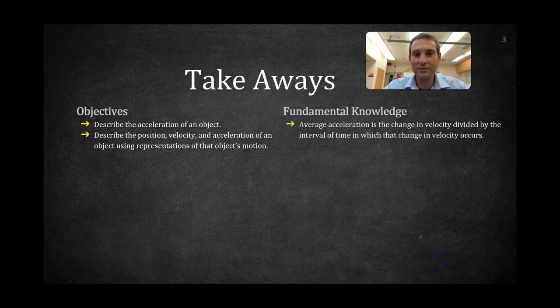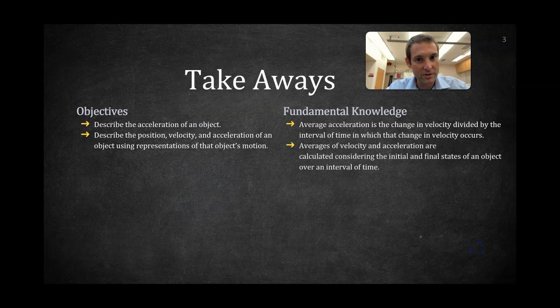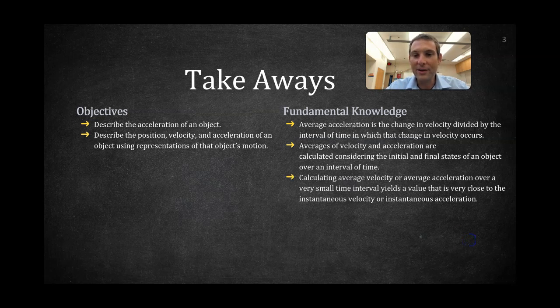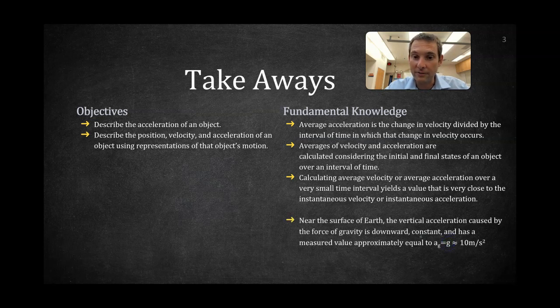To meet these objectives, we first need to understand that average acceleration is the change in velocity divided by the interval of time in which that change in velocity occurs. Averages of velocity and acceleration are calculated considering the initial and final states of an object over an interval of time. Calculating average velocities or average acceleration over a very small time interval yields a value that's very close to the instantaneous velocity or instantaneous acceleration.